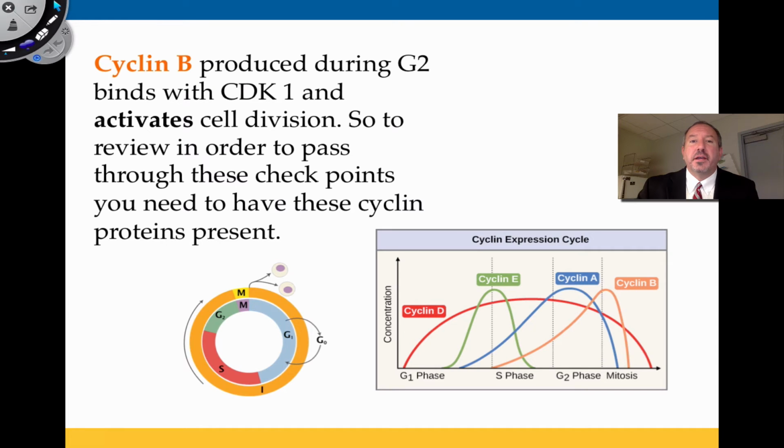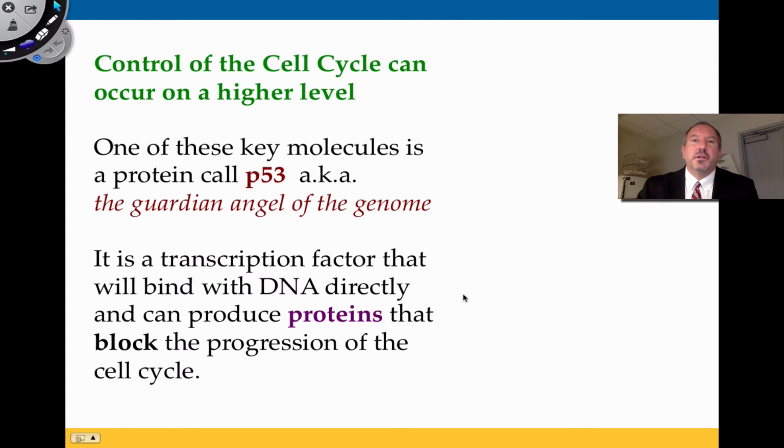So just to review all of that, you may want to pause and take notes if necessary. To review the process, through these checkpoints, you need to have cyclin proteins present in order to move through the cell cycle normally. So here's a main point: the control of the cell cycle occurs on a higher level though. One of the key molecules in regulation of the cell cycle is a protein called P53, and that might be kind of random, but it's actually named after the fact that the protein in question, P53, is 53,000 Daltons molecular weight. It's a pretty significant protein, as it turns out, and it's actually referred to somewhat appropriately as the guardian angel of the genome, meaning that it's really crucial and it sort of watches over things.